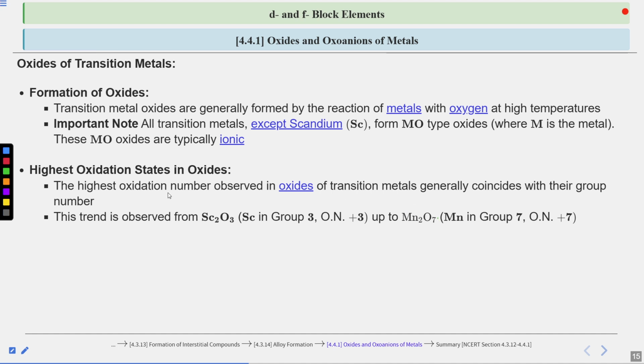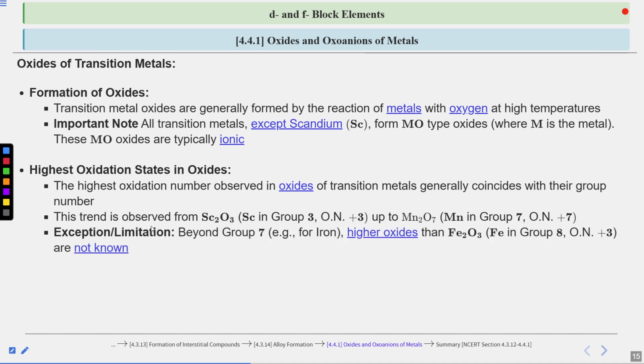The trend is that the highest oxidation number observed in the oxide of a transition metal generally coincides with its group number. The group number of scandium is 3, and its oxide shows an oxidation number of +3. This continues up to manganese oxide, where manganese shows the +7 oxidation state, and manganese also belongs to group 7.